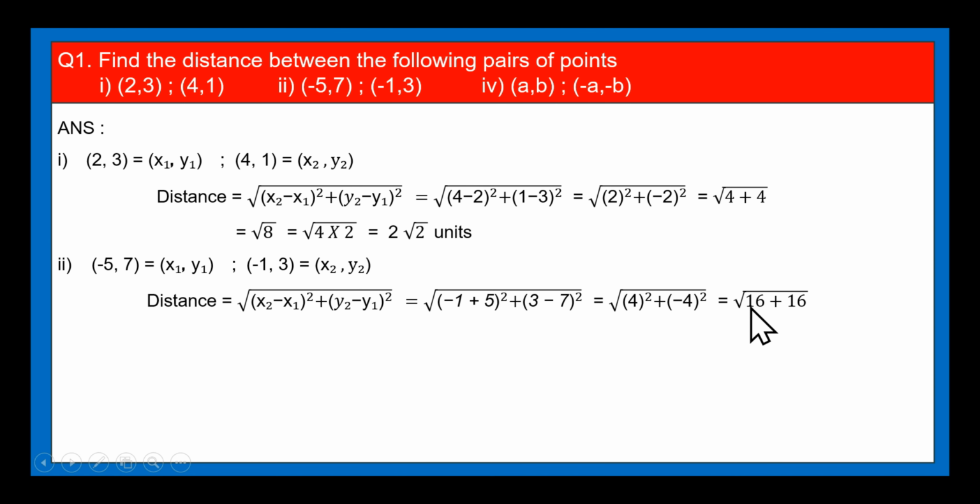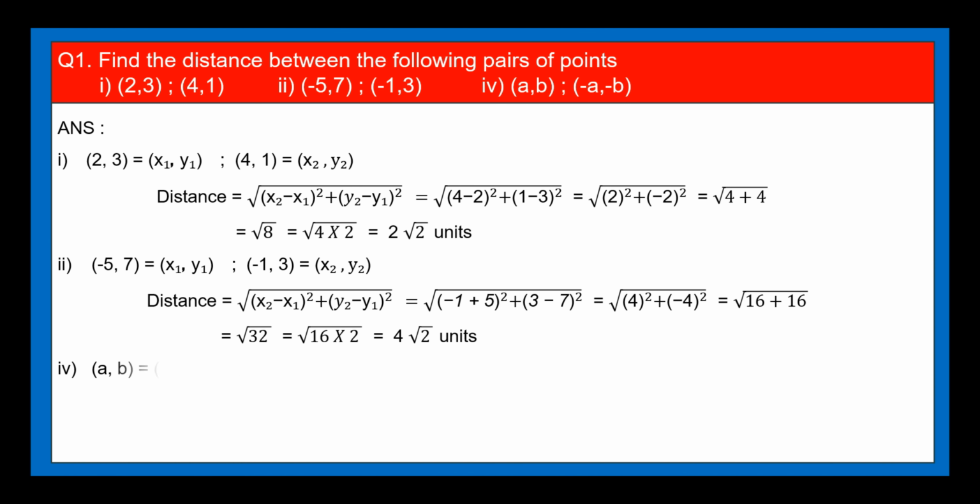Plus 4 square is 4 into 4, 16. Minus 4 whole square is minus 4 into minus 4, which is also plus 16. Now what is 16 plus 16? It is 32, root over 32. You can write 32 as 16 into 2 because 16 is a perfect square number. Therefore, square root of 16 is 4 and square root of 2 is square root 2. And the final distance between these 2 points is 4 root 2 units.